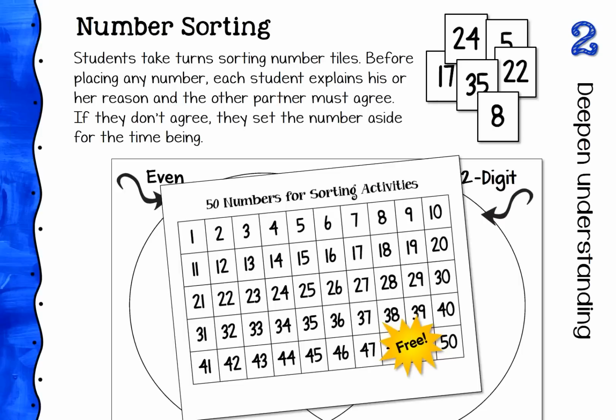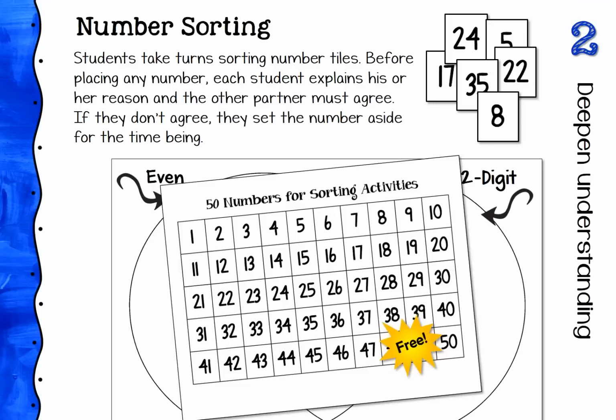So let's take a look at a number sorting activity. I've got this 50 number page that's on the Freebies page that you can get and print out and cut apart for the kids, or let the kids cut it apart, or you could cut them apart and laminate them, and then put them in a little Ziploc bag or whatever.